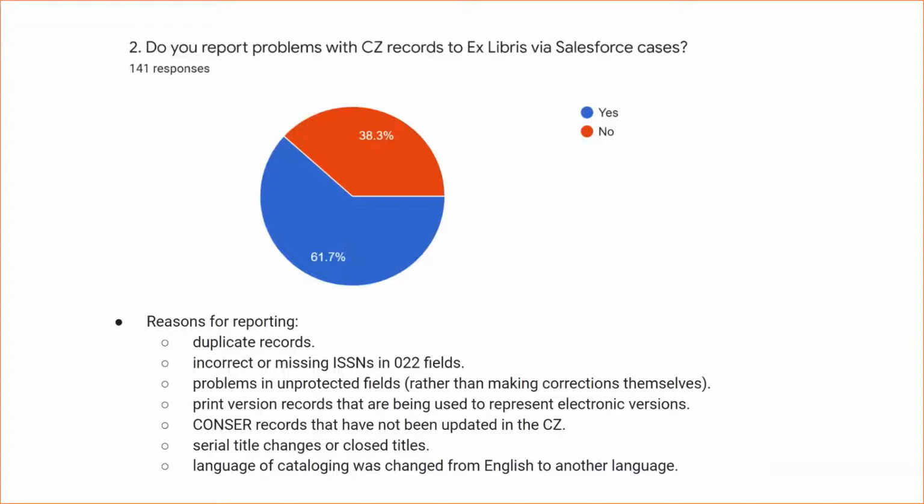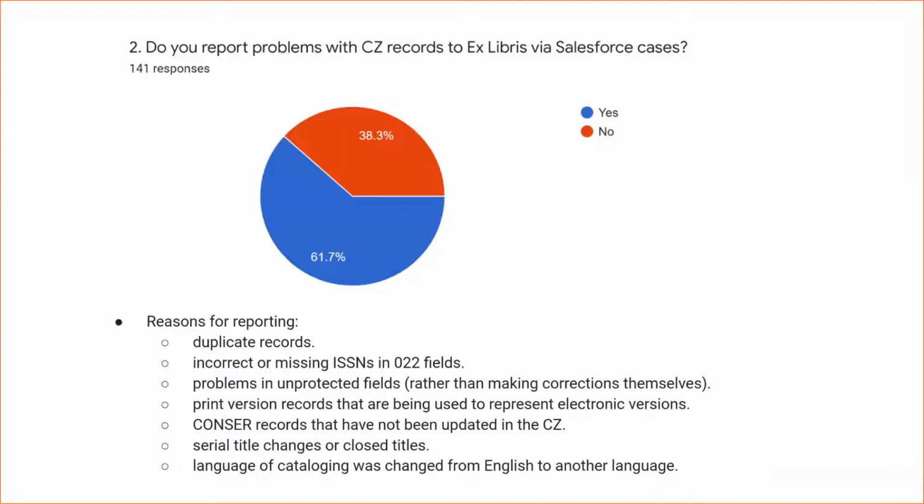Duplicate records, that's a big one. Elizabeth talked about this, and that's a great reason to open a Salesforce case. Incorrect or missing ISSNs in 022 fields, again, a very common reason to open a case and a really good reason to do so. Other problems that people found in unprotected fields when they preferred not to edit the record themselves. Print version records that were being used to represent electronic versions was also a reason that some respondents gave for opening Salesforce cases about CZ-BIB records.